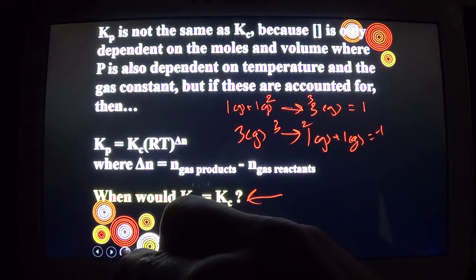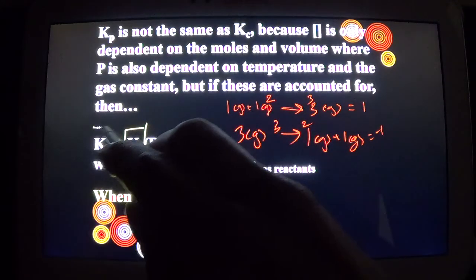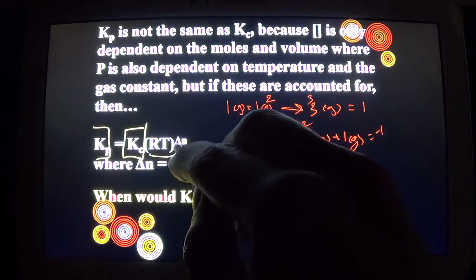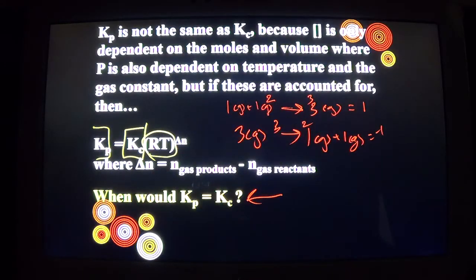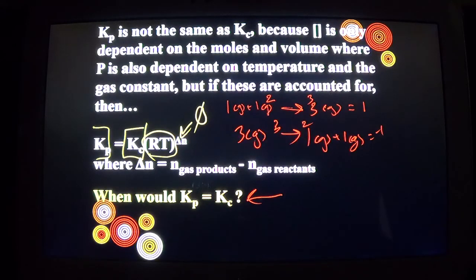Okay, math-wise, how can I get this to equal that? Well, notice if those two are equal, this portion has to be gone from my equation. How do I get any number that is being raised to an exponent to become 1? If my exponent is 0. Now, what's that mean? 0 gas involved? No. That means the change in the moles of gas is 0.